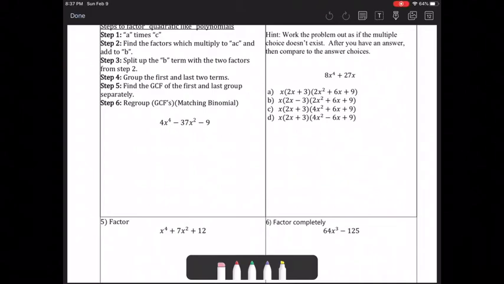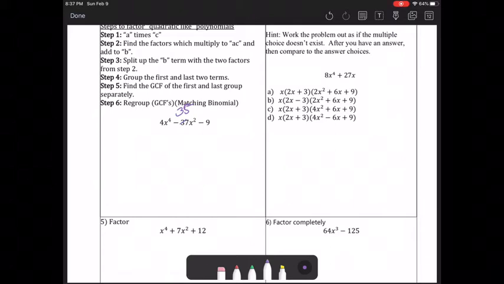Okay, so we're going to do a little bit of factoring here. I think that's the biggest issue with our review. First thing we need to do is change, and I told you guys this in class, we're going to change this 37, we're going to change that into a 35, okay? I'll explain why in a moment. So our first problem is 4x to the fourth minus 35x squared minus 9.